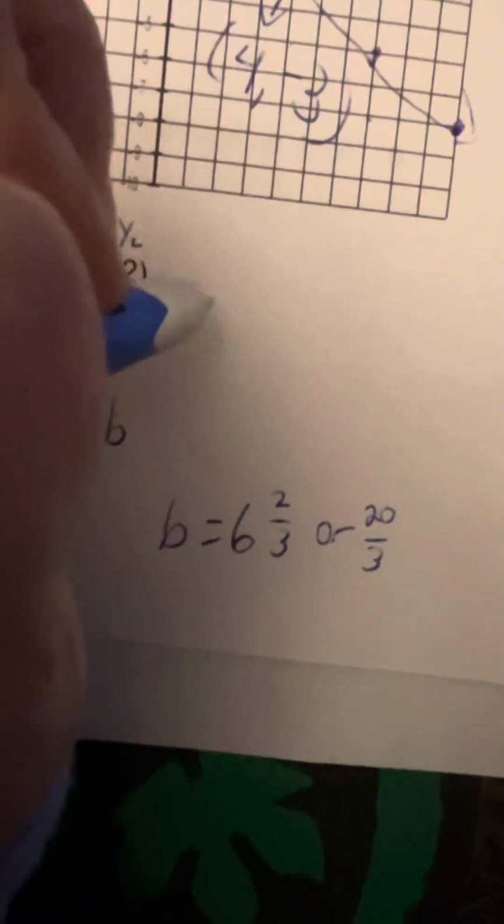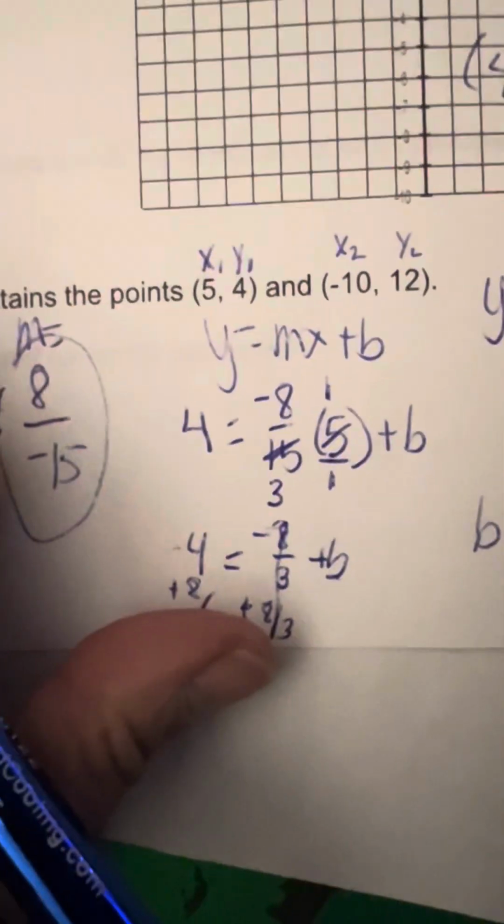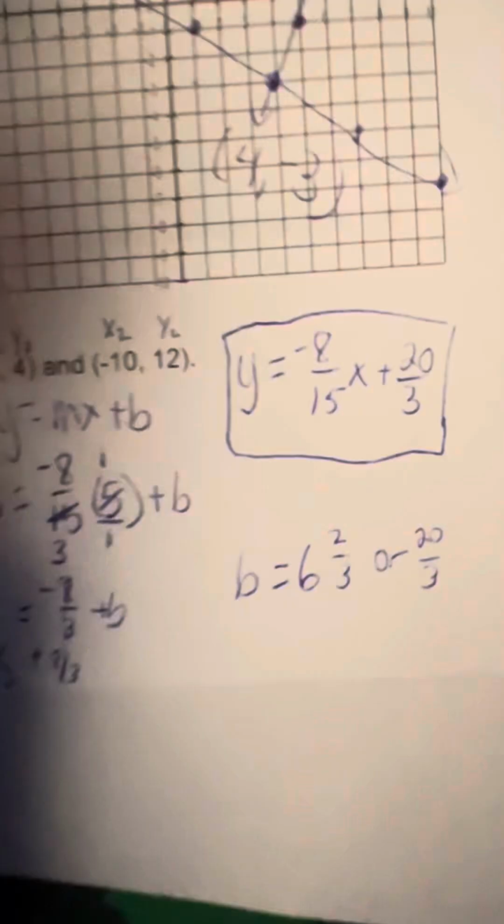Then when you're going to do your equation, because that's what we're looking to do, I'm going to say y is equal to what we just solved for our m, which is negative 8/15 x, and then we're going to put that b value. I'm going to put the 20/3 as the value, and this is your ugly equation for this particular problem.